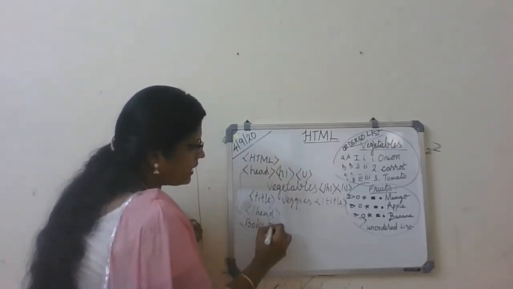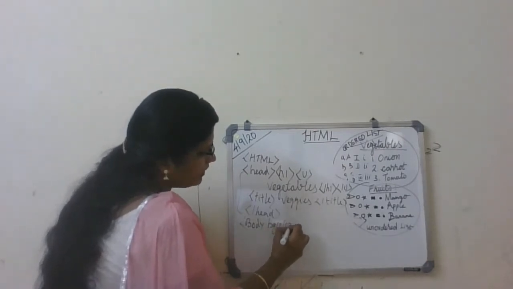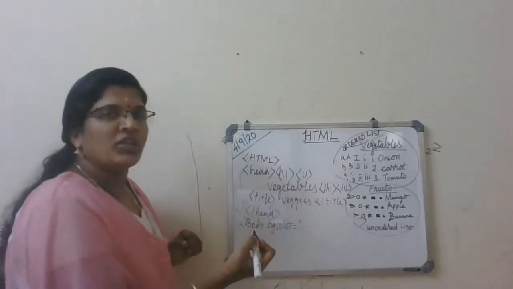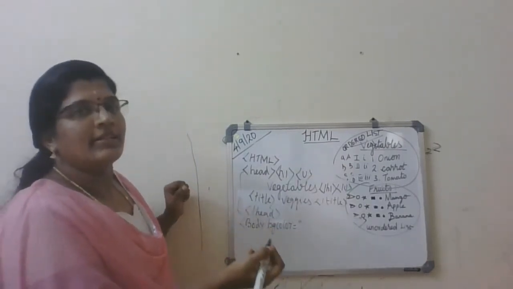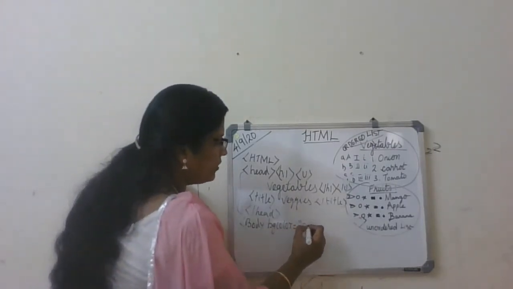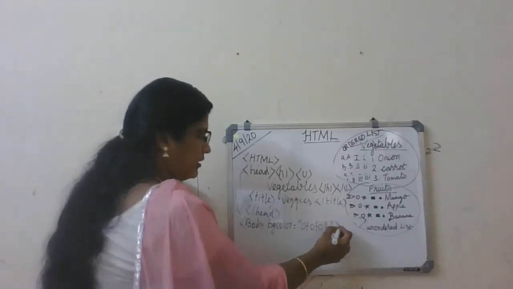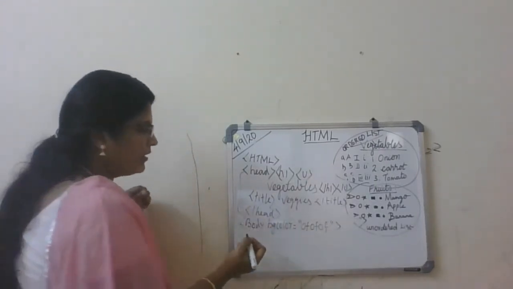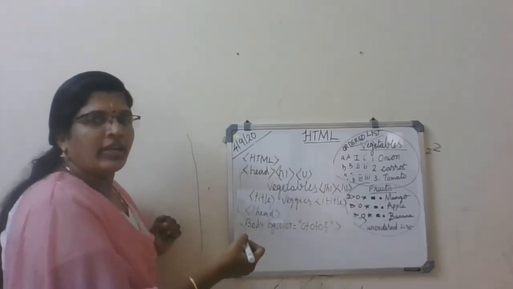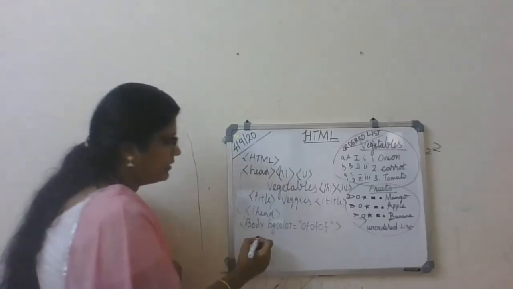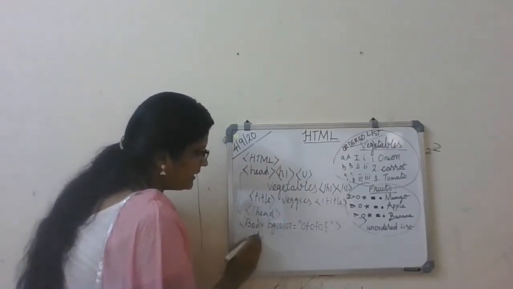You can give a BG color is equal to double quotation. Try to give a hexadecimal number. Okay, so 0F, 0F, 0F. Anything you can give. All right. Then after this body, I'm going to do a list. So it is an ordered list.